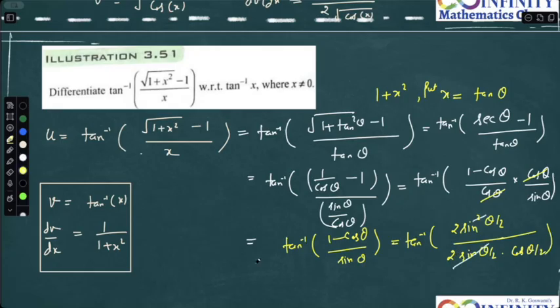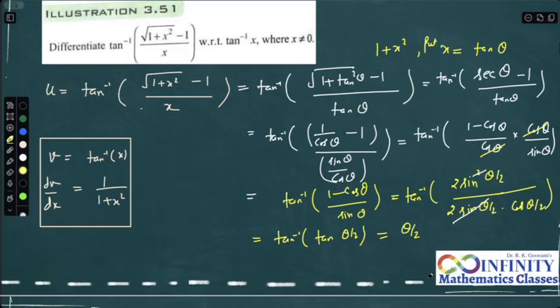So what will you have? You will be having tan inverse of sine theta by 2 upon cos theta by 2, which is tan theta by 2. And tan inverse will cancel out this tan. You will be having theta by 2. So we are doing all these things to simplify the expression for you.